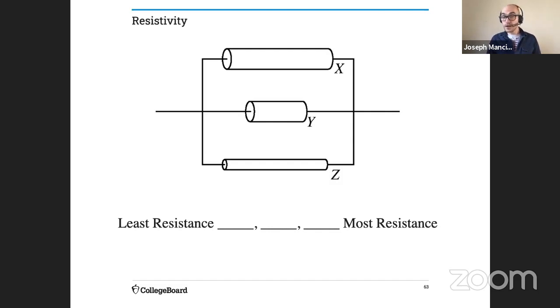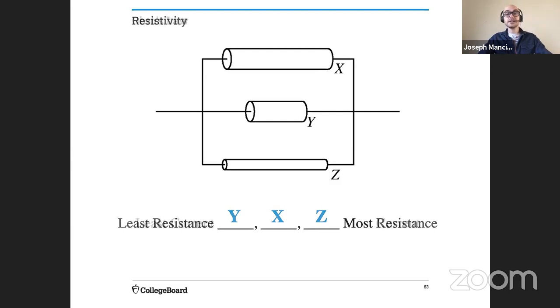Well, from the straw example, I know that shorter resistors should have less resistance. So I think the shortest resistor here is Y. And I know that wider resistors should have less resistance. Y and X are the same length. So I think that the least resistance is Y. And somewhere in the middle is X, and the most resistance, that long, narrow resistor, that's Z.